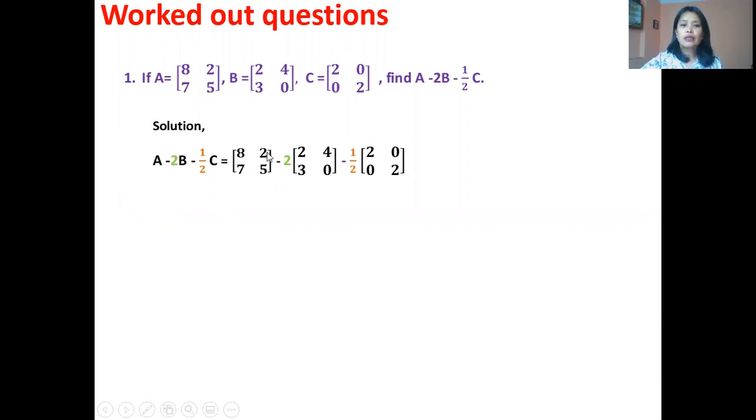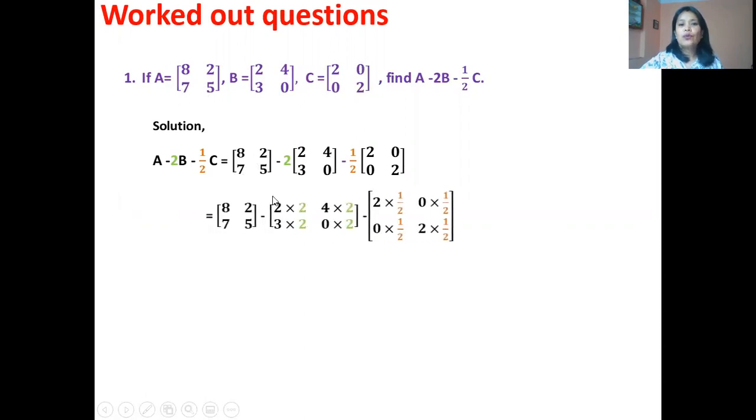So we are substituting the values for matrix A, matrix B and matrix C. Now what we do is matrix A is copied as it is, minus also copied as it is. We are going to multiply the matrix B by 2. Be very careful students, we are not multiplying by minus. Minus is the operator between these two matrices. So we are multiplying this matrix by 2 only.